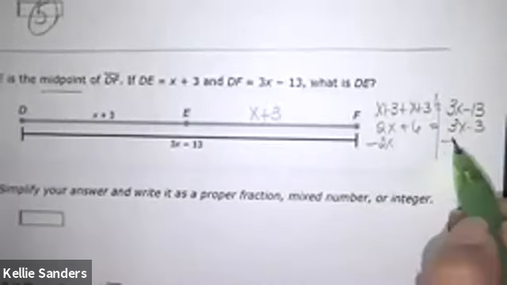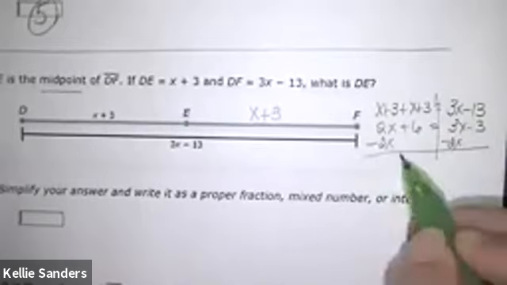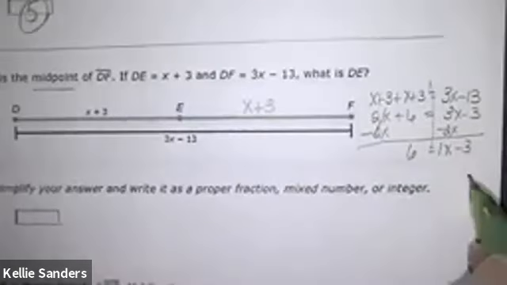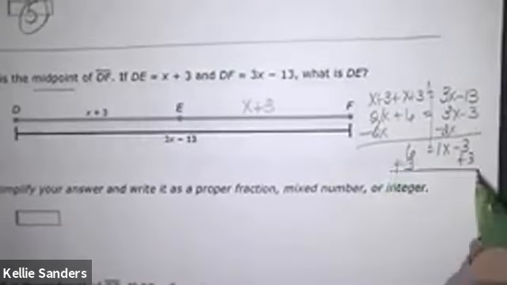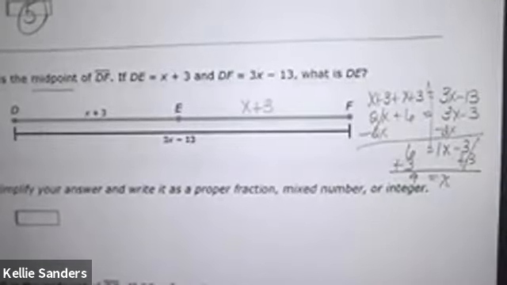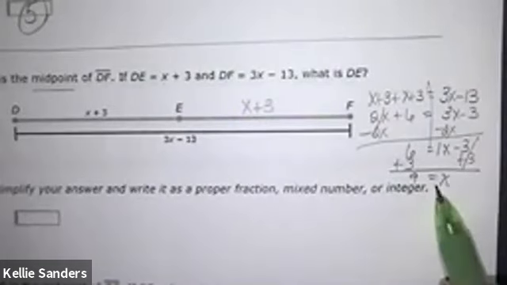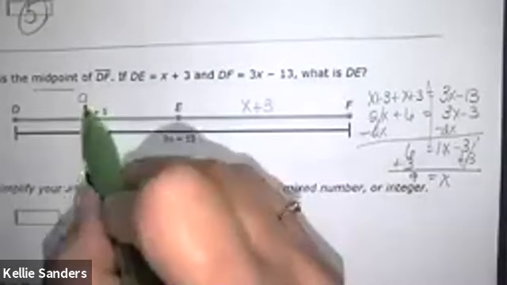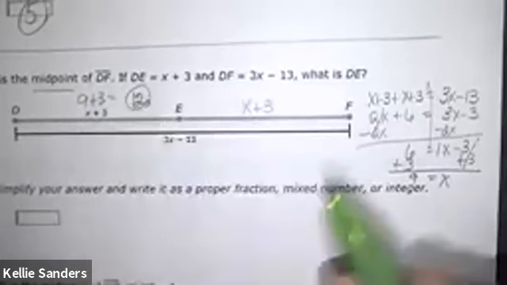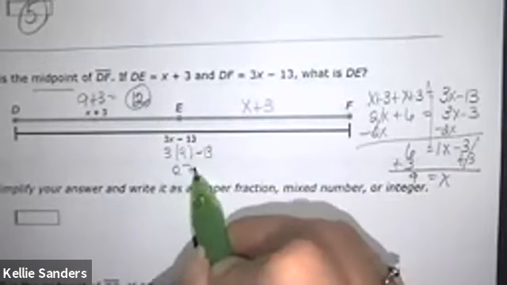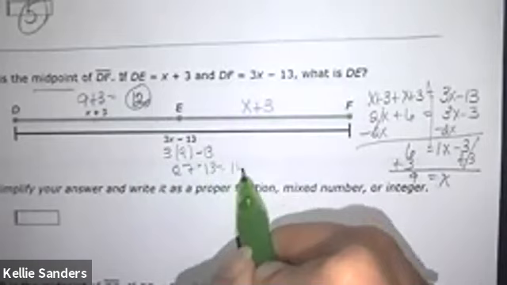Move this one over again because it's smaller than the 3x. Move the 3 over to get it away from the x. 6 plus 3 is 9. 1x is the same thing as x. So x equals 9. It wants to know DE, and D is over here. So if I put 9 in for x and add 3 to it, I would get 12. 12 is your answer. 3 times 9 minus 13 is 27 minus 13.